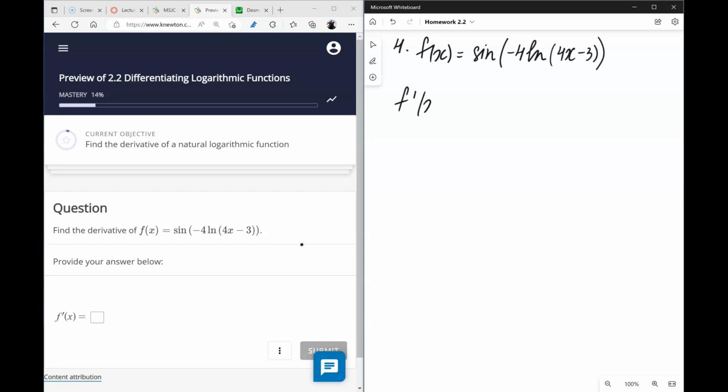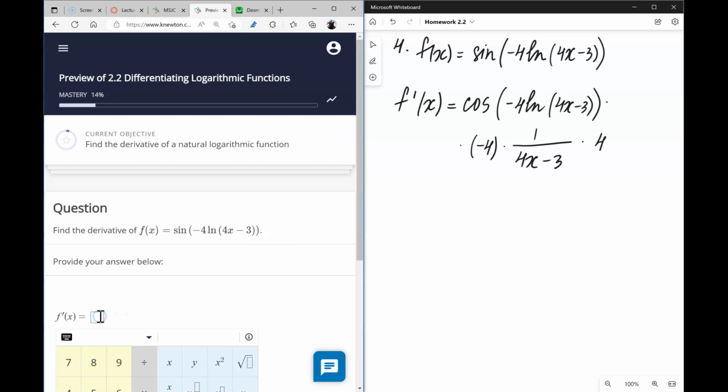Chain rule. So derivative of sine is cosine. And now just plug everything in. Times derivative of what's inside. So it's going to be times negative 4 times 1 over 4x minus 3 times derivative of what's inside, which is another 4. I'm going to take the negative 16 in the front. And I'm going to divide the whole thing by 4x minus 3.